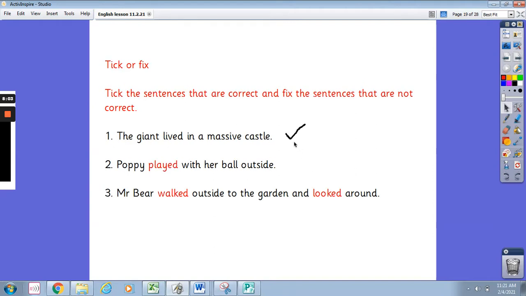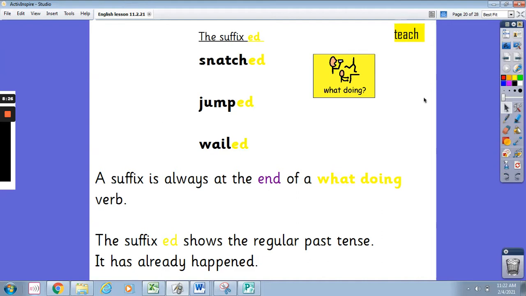Well done. The first sentence is correct. Great work. And the second and third sentence were incorrect. Played should look like this. And walked, I think in the first one it said walk, but it should be walked. And looked should look like this. So the ed needs to go on the end of the verb. Fantastic. Well done for getting those. Remember, a suffix is always at the end of a what doing verb. The suffix ed shows the regular past tense. It's already happened.